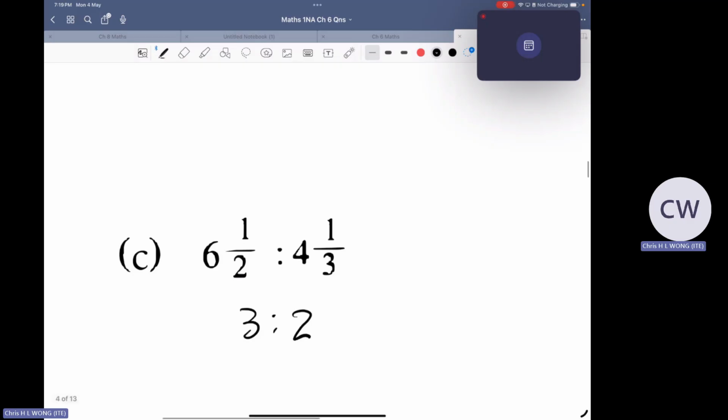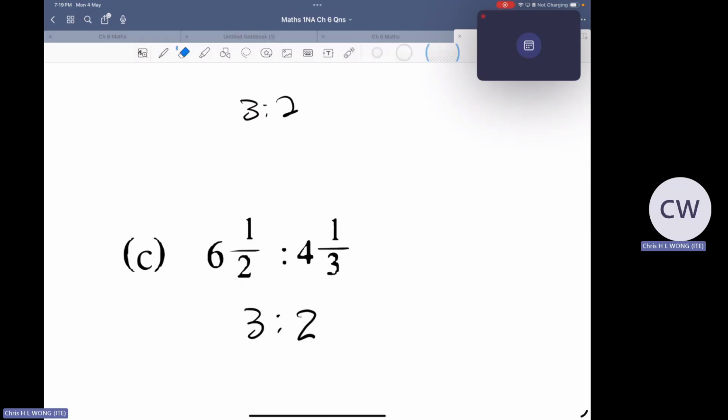It depends. I look at the number. It all depends. Okay, 3 is to 2. So I erase this away. Okay, 6 times 2, 12 plus 1, 13 over 2 is to 4 times 3, 12 plus 1, 13 over 3. So if I look at this, well, very easy.